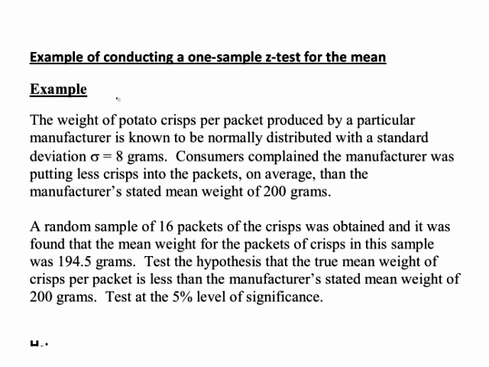Here we're told that the weight of potato crisps per packet produced by a particular manufacturer is known to be normally distributed with a standard deviation of sigma equals 8 grams. And consumers complained that the manufacturer was putting fewer crisps into the packets on average than the stated mean weight of 200 grams. So right away we're getting the clues here. We know the population standard deviation sigma, and we are clearly comparing means. So that's going to be some type of z-test. And in particular, we have a fixed number, 200, and you'll notice from the next paragraph that we are indeed comparing the mean of a single sample against that number.